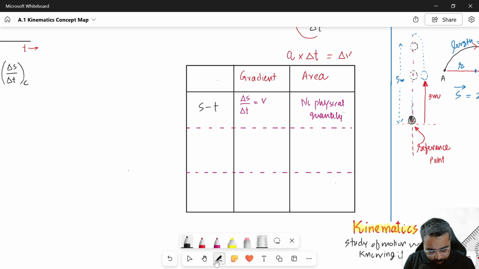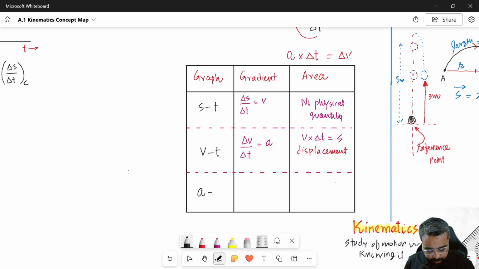Now the next graph is the velocity time graph. Let's talk first about the gradient. Delta v over delta t is the acceleration. Once again, it's instantaneous or average, depending on how you are calculating, at a point, or finding the total gradient. And what is the area? The area under the velocity time graph is equal to the displacement covered. So v multiplied by delta t is equal to s. So it is basically the displacement.